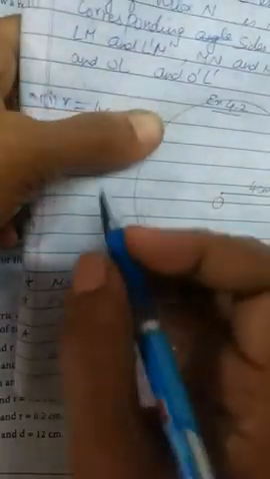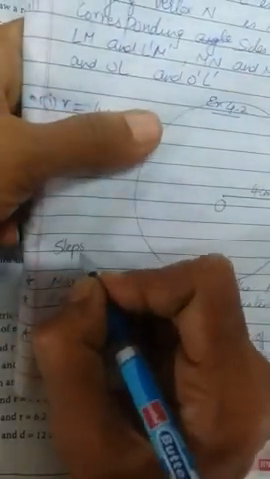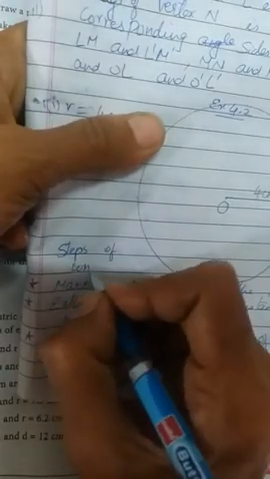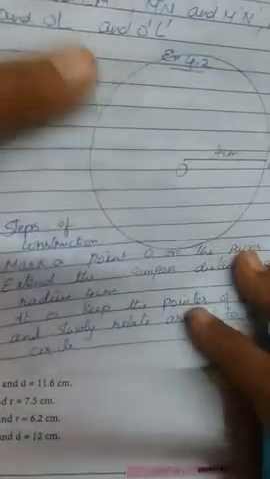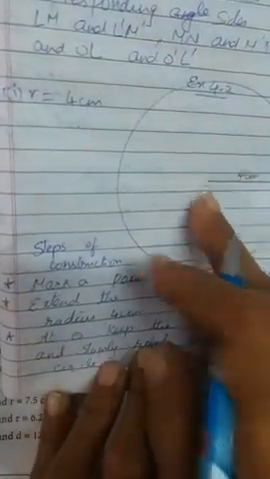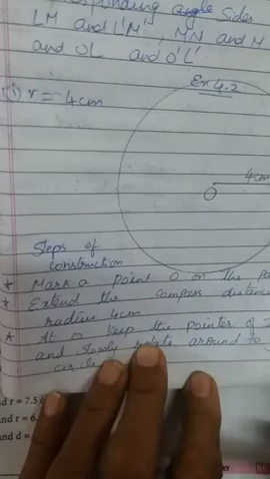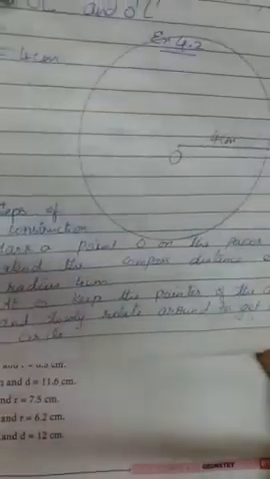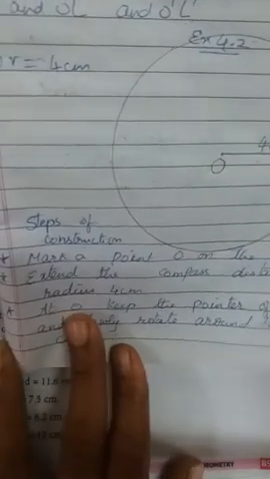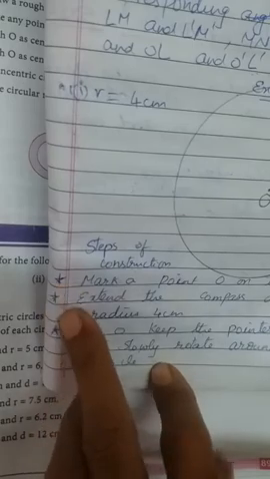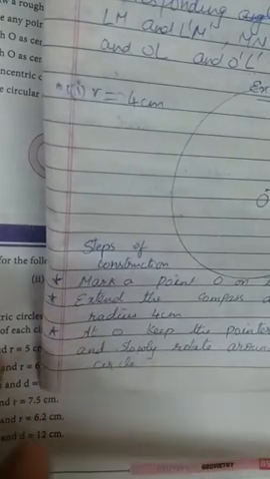So this is how you will draw the circle. After that, what you have to do? You have to write the steps of construction. So write here steps of construction. First thing we have done, you have marked the point O, right? So the first step you write: mark a point O on the paper. You can put an asterisk like this and write all the points.